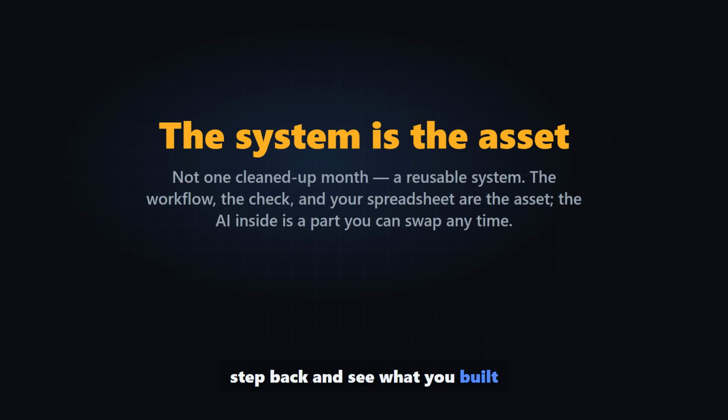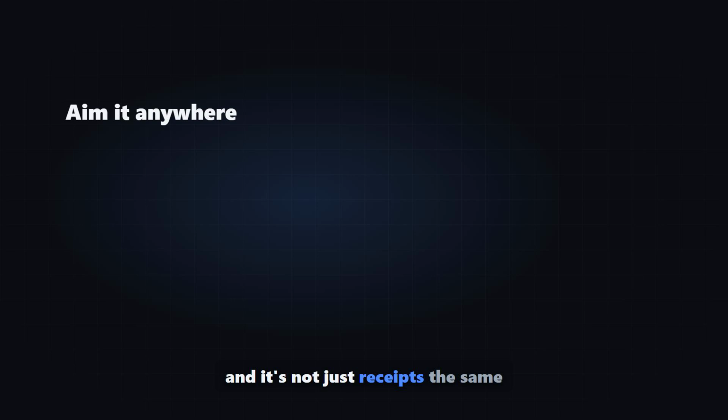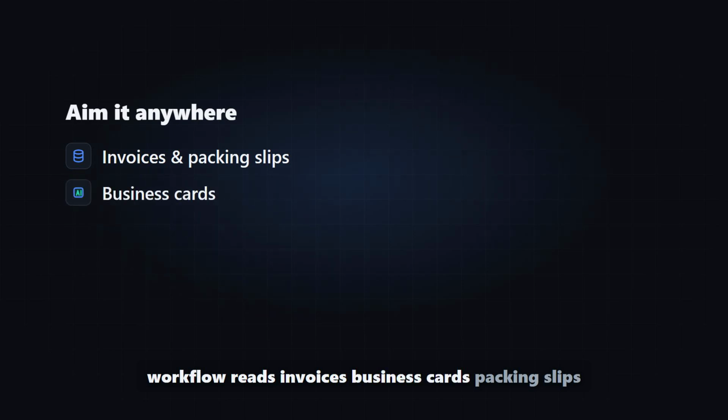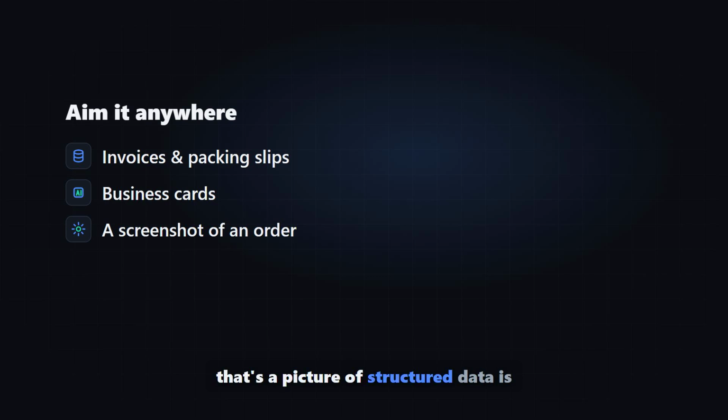Step back and see what you built. Not one cleaned up month, but a reusable system. The workflow, the check, and your spreadsheet. That's the asset, and the AI inside it is a part you can swap anytime. Next month you point it at a new folder and it just works. And it's not just receipts. The same workflow reads invoices, business cards, packing slips, even a screenshot of an order. Anything that's a picture of structured data is a spreadsheet row waiting to happen. Start with five files so you trust it, then let it run on the whole folder.